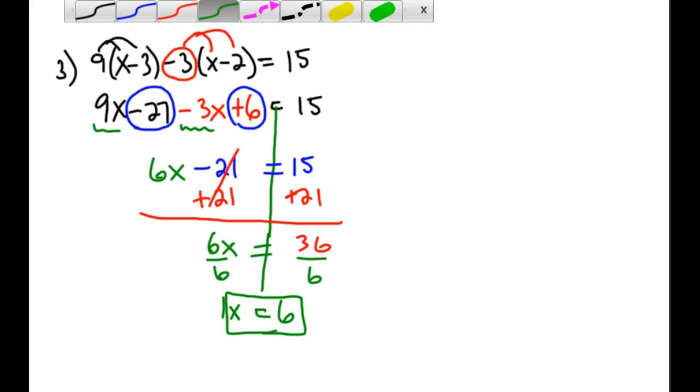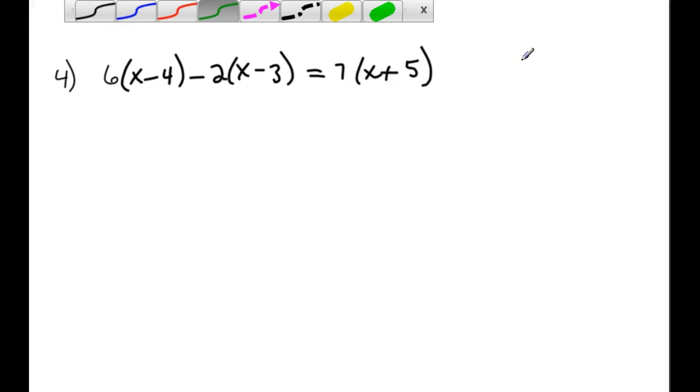Okay, let's move on to the next one. Pause the video, copy it down, try it on your own. Alright, this is very similar to the last one. Distribute 6x. 6 times a negative 4 makes negative 24. Sorry about that. Distribute a negative 2, just like the last question. Negative 2 times x, negative 2 times negative 3.